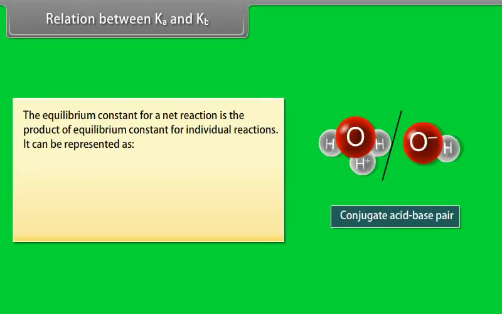Relation between Ka and Kb. The equilibrium constant for a net reaction is the product of the equilibrium constants for the individual reactions. It can be represented as K net = K1 × K2 × K3, and so on. For a conjugate acid-base pair, Ka × Kb = Kw.